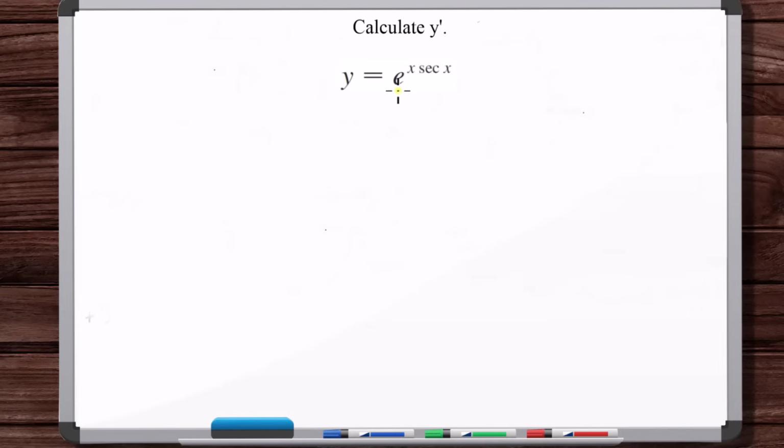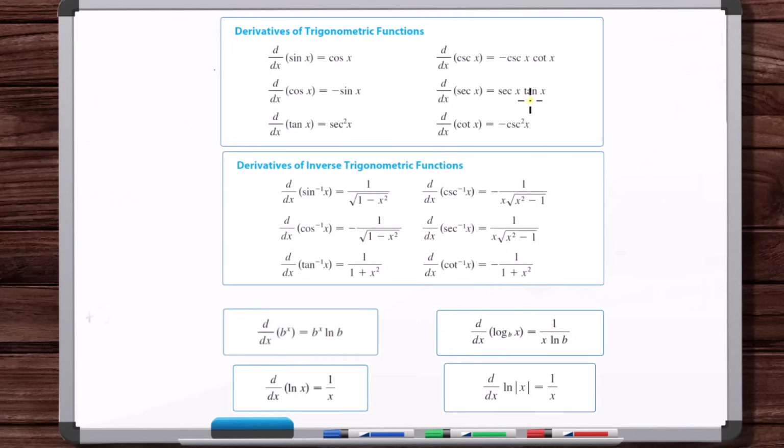Okay, chain rule. We have e to the some function of x. What is the derivative of e to the something? It's just e to that something. Okay, times the derivative of that something. What is the derivative of x secant x? There's no more chain rule here, but we do have to use the product rule. So the derivative of the first times the second plus the derivative of the second. What is the derivative of secant x? Secant x tangent x.